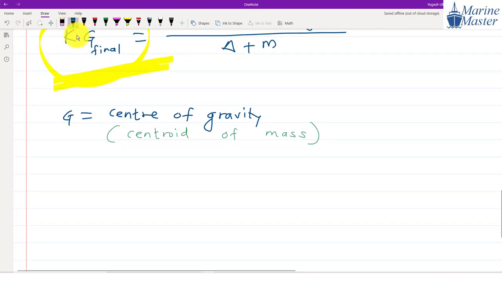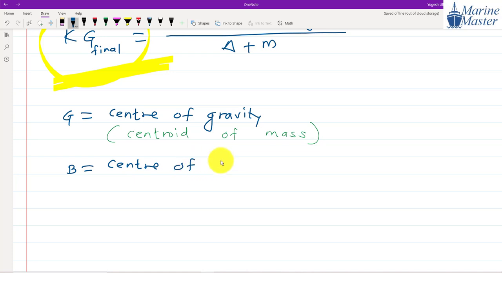And what is the meaning of B, guys? B means center of buoyancy. And what is this one, guys? Centroid of volume of water displaced, guys.